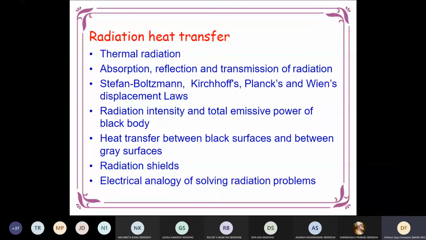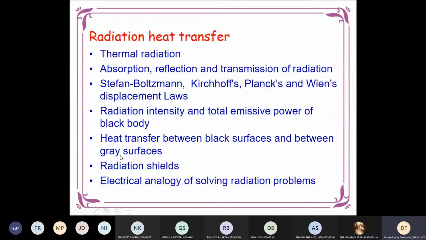Then the final chapter, radiation heat transfer. We will learn about thermal radiation, which is electromagnetic in nature. Then different bodies like black body and gray body, these definitions will be given to you. And then we will discuss different laws of radiation heat transfer and estimate radiation heat exchange between the surfaces, between black surfaces and between gray surfaces.